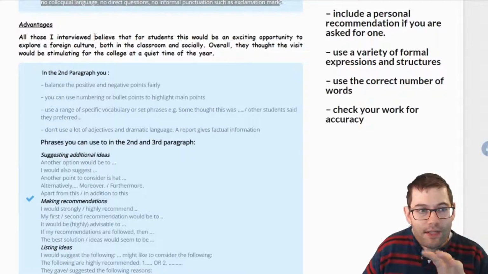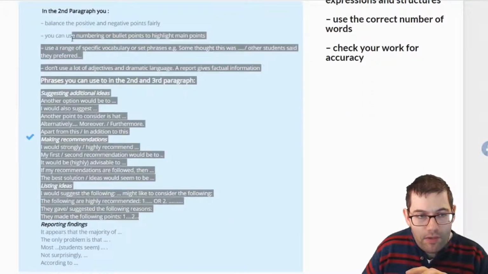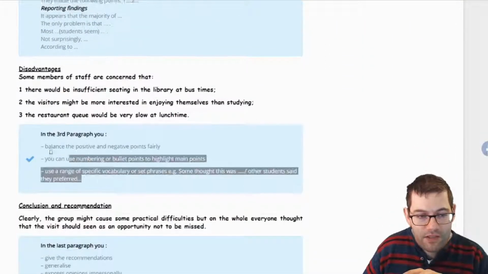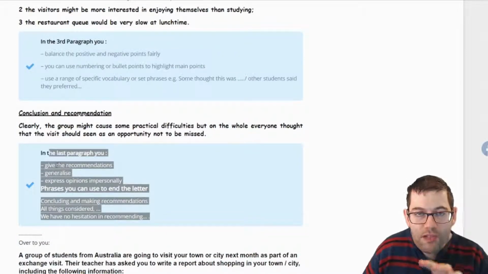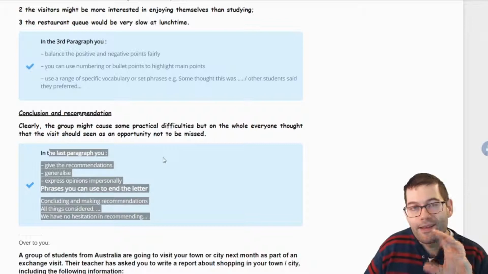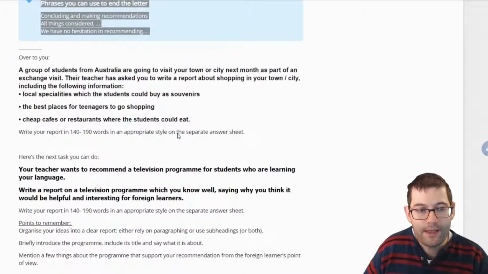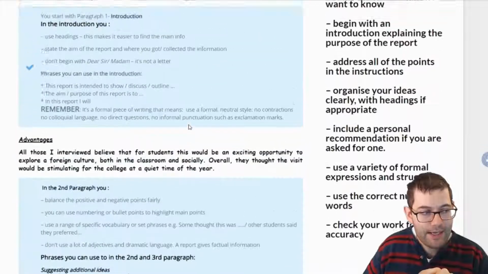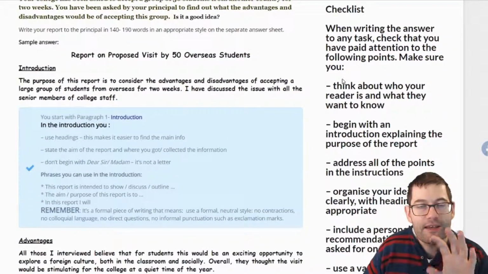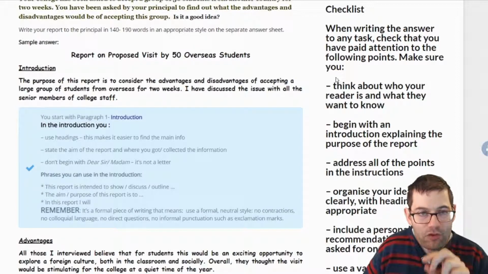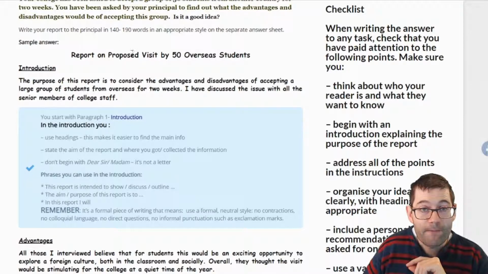And that's the same idea, whether it's the advantages section, disadvantages section, or conclusions and recommendations: what you do in this paragraph, and, you guessed it, language to help you do that. And then you've got some questions here. Now, above my head, you can see a checklist. Once again, plenty of good advice there. Make sure you read through this and apply that checklist to your writing.